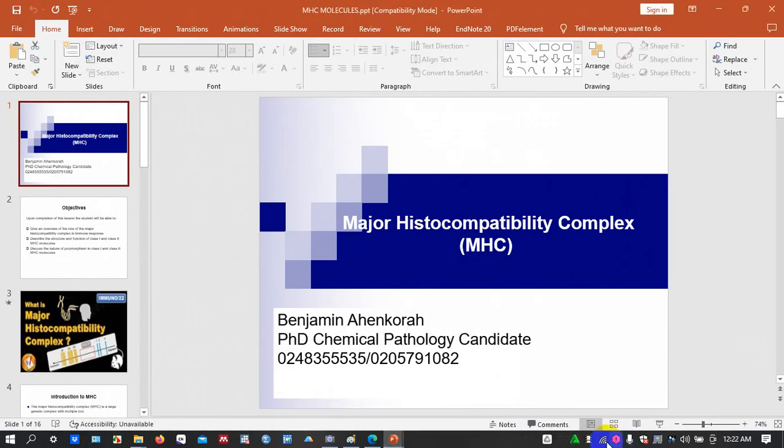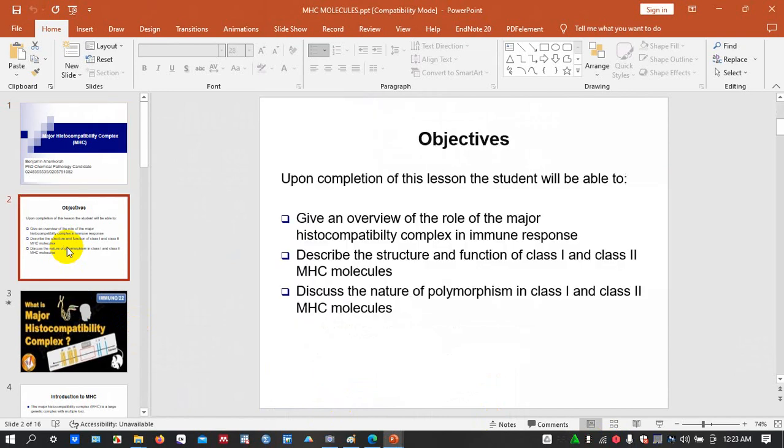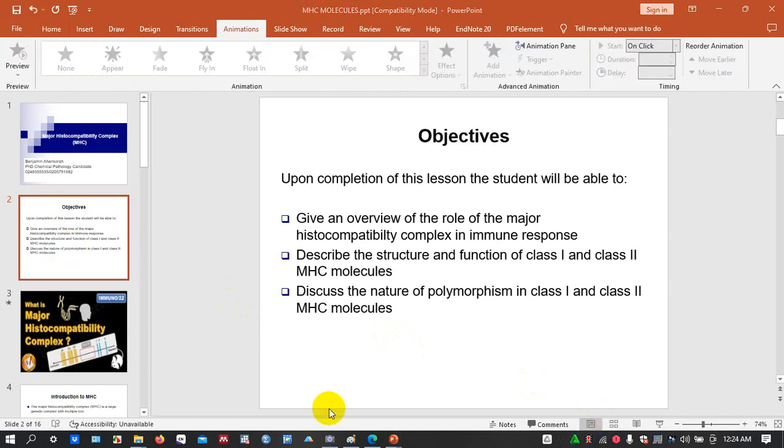So, when we talk about major histocompatibility complex, the lecture seeks to give an overview of the role of the major histocompatibility complex in immune response. We will also be describing the structure and function of class 1 and class 2 MHC molecules. We will discuss the nature of polymorphism in class 1 and class 2 MHC molecules. So let's begin.